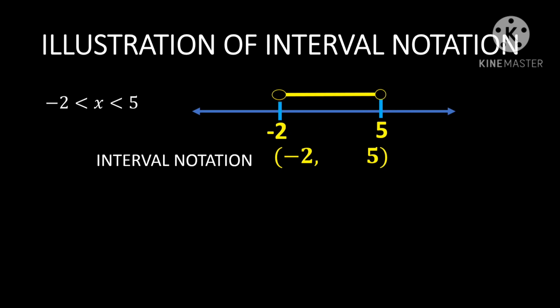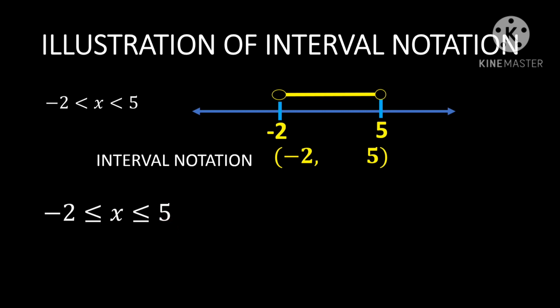Okay? So another, if we have x is greater than or equal to negative 2 but less than or equal to 5, meaning non-strict inequality. So meaning from negative 2 to positive 5. So from, meaning negative 2 is included and 5 also is included.